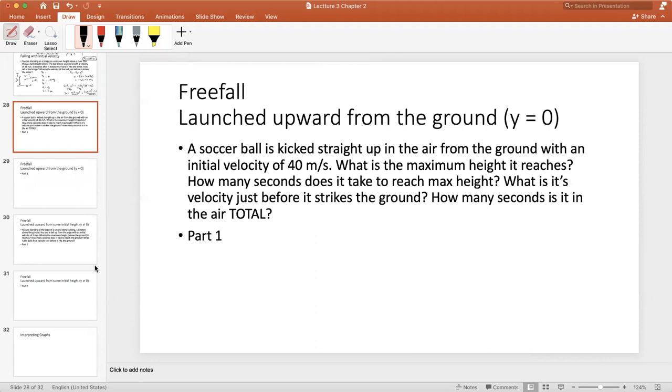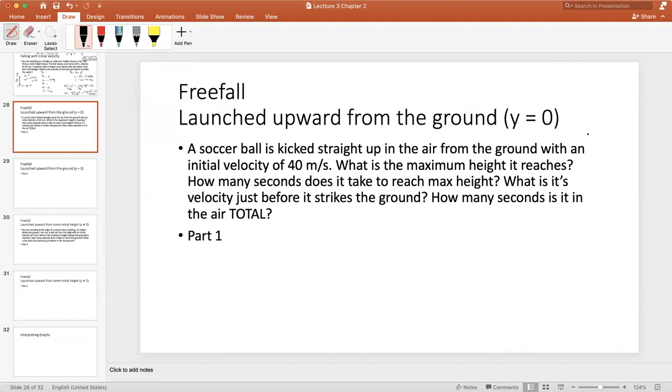So a soccer ball is kicked straight up from the ground with an initial velocity of 40 meters per second. The ground is y equals 0. What's the maximum height that it reaches? How many seconds does it take to reach that maximum height? What is its velocity before it comes back to the ground? And how many seconds is it in the air total?